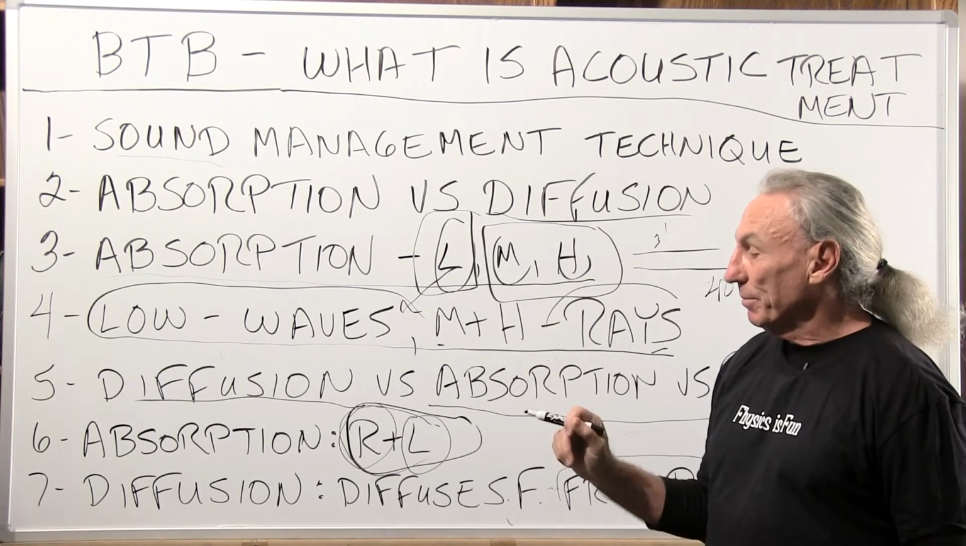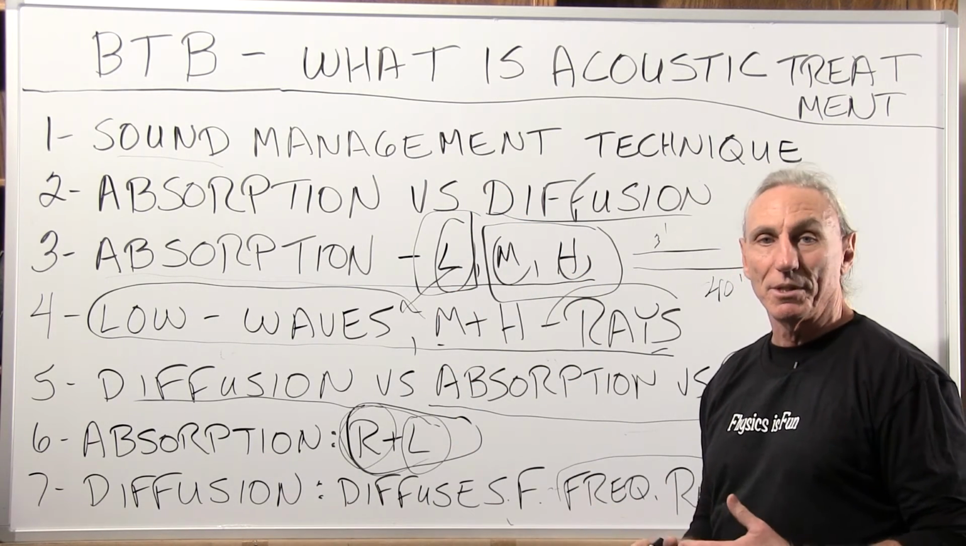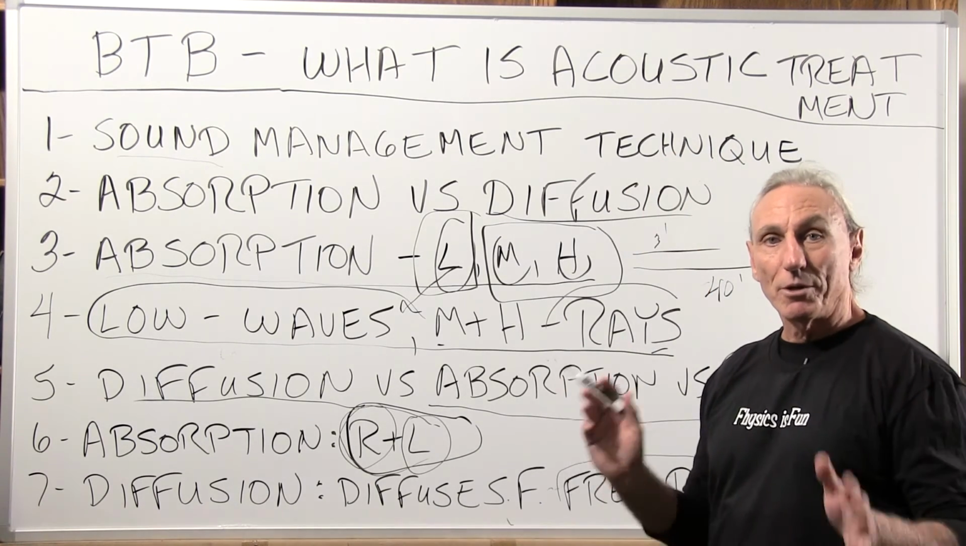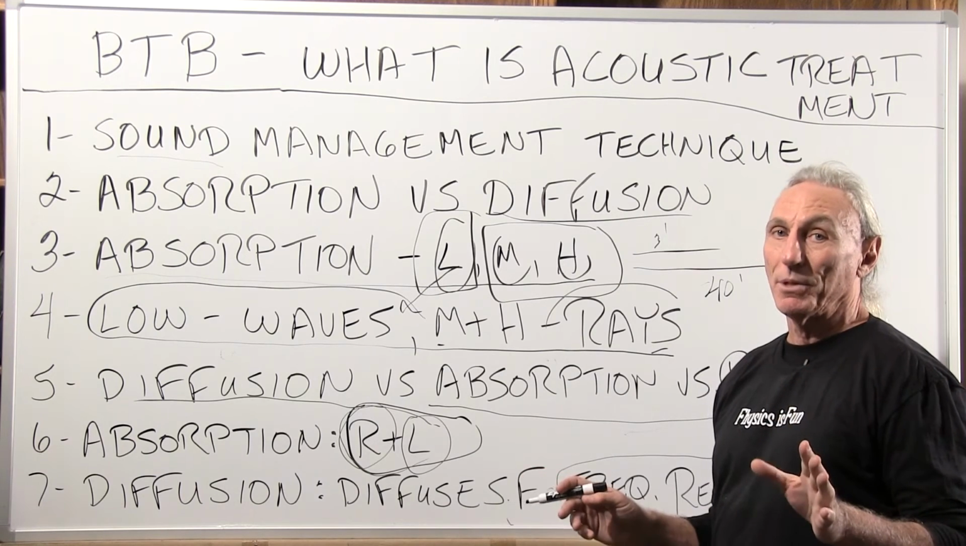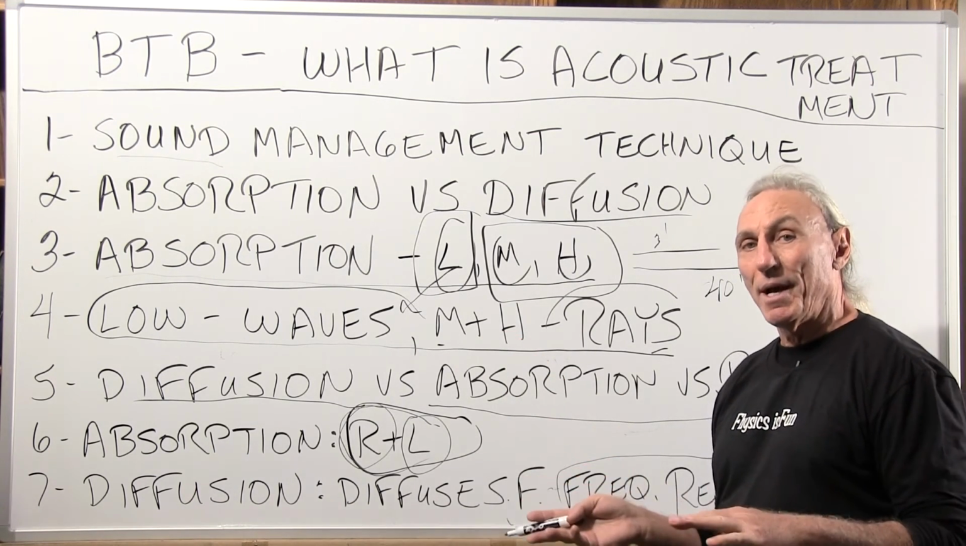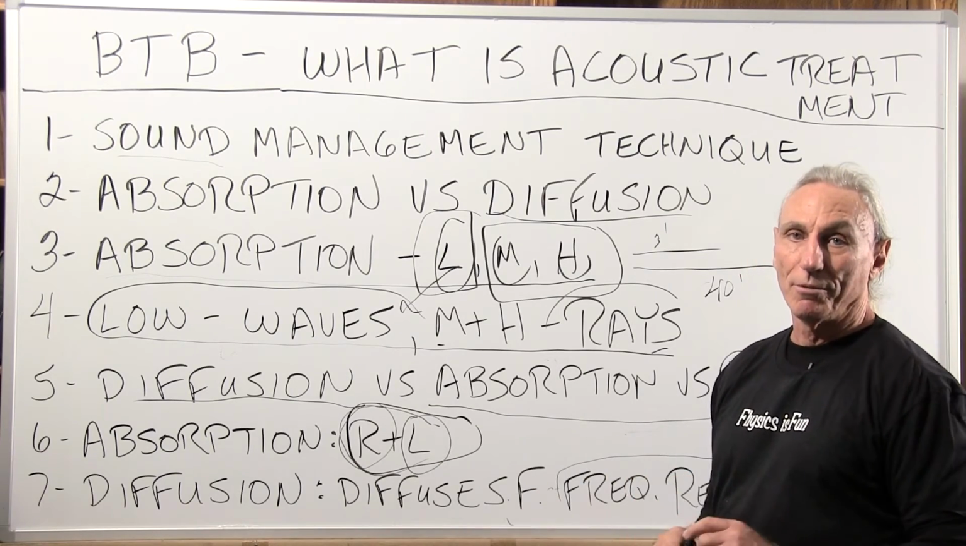With absorption, we have to be concerned with rate and level. With diffusion, we're concerned with distances, frequency response, and all kinds of things like that. So those are our two types of treatment. I hope that helps a little. Try not to confuse them. Diffusion works for middle and high frequencies, absorption for low frequencies.